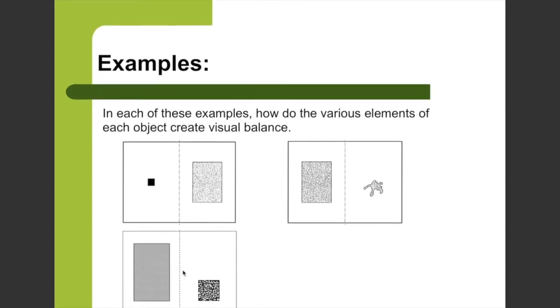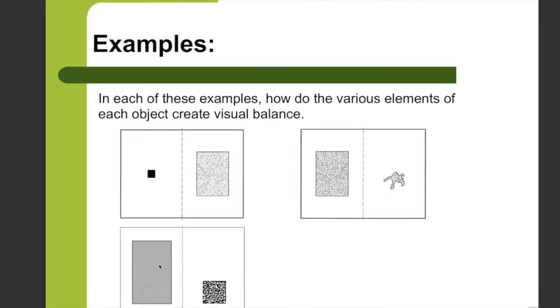In this case, we have a large rectangle that's balanced out by a smaller square. How is balance created in this one, assuming that it's balanced? Well, the smaller square has a texture that brings a lot more tension than this smooth square, or relatively smooth square.